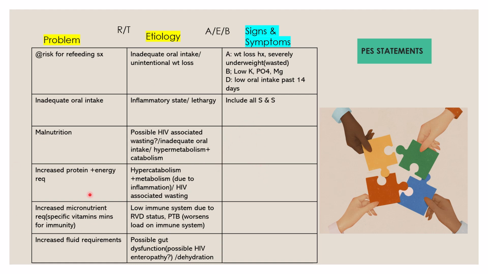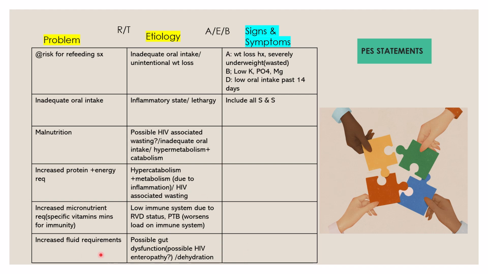The same thing for increased protein and energy requirements related to the hypercatabolism. I've grouped protein and energy together. You can separate them if you want to, just make sure of the etiologies, things like that. You can't repeat that in an exam or test because, yeah, you will not get all of the marks. So, and then indicate all of your signs and symptoms. Same thing with the micronutrient requirements, okay, as well as the increased fluid requirements.